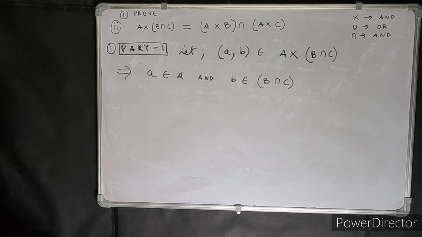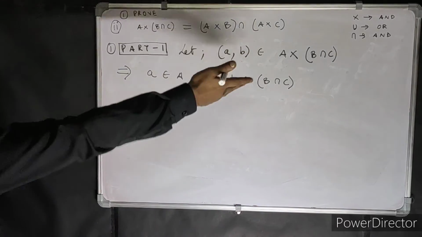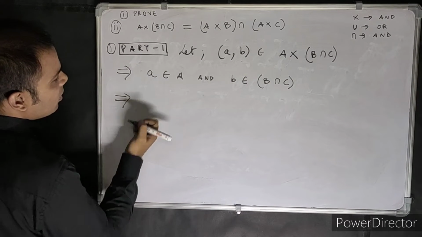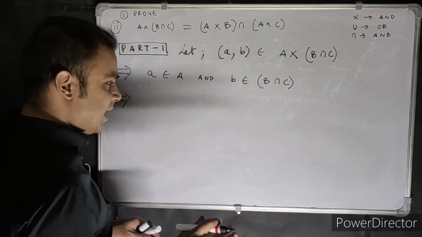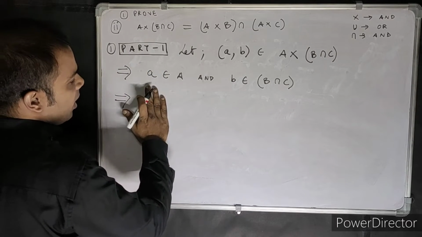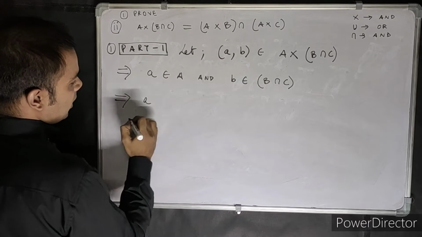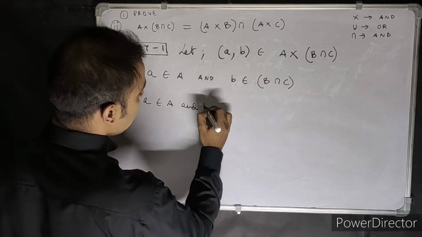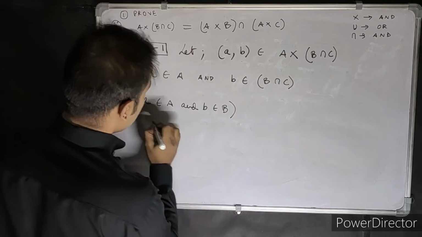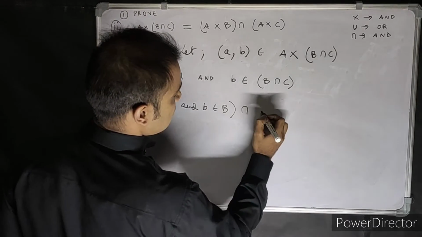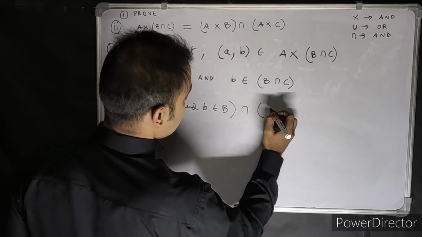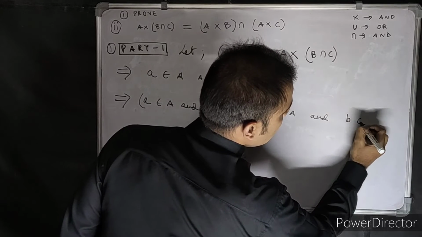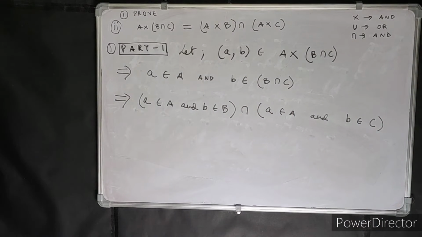Many times we will write and over here because both of them are and only. So don't have to worry, and that makes the work much less for you. Now let's split that. A belongs to A, and B belongs to B. Put the intersection sign, put another bracket: A belongs to A and B belongs to C. So you've got two parts.